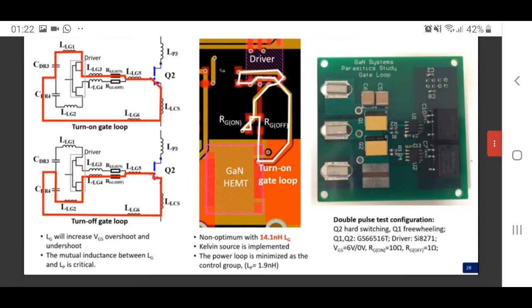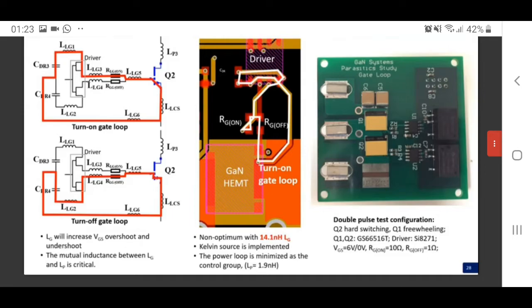Here is the definition of the gate loop. For the turn on and turn off process, the gate loops are different. So don't forget about the driving capacitor. Actually, it is the driving capacitor charging or discharging and the CISS of the device during the switching on and the switching off transition. The gate loop inductance will increase the VGS overshoot or undershoot during the switching transition. Also, the mutual inductance between the gate loop and the power loop is really critical. As we mentioned earlier, this is the common source inductance, which is of the highest priority.